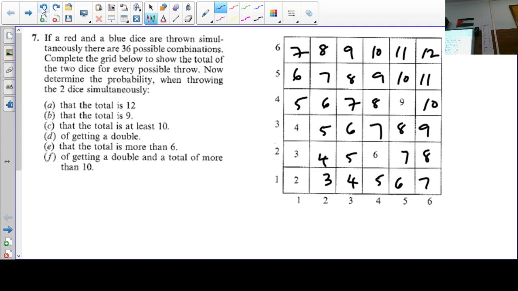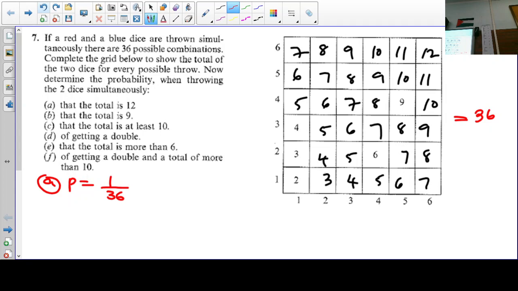Then the question says in the first case, A, the total is 12. So before we go into that, what are your possible outcomes on this? In this case, 36. There are 36 possible outcomes there. A probability of getting a 12. How many 12s are there? 1. 1 out of 36.